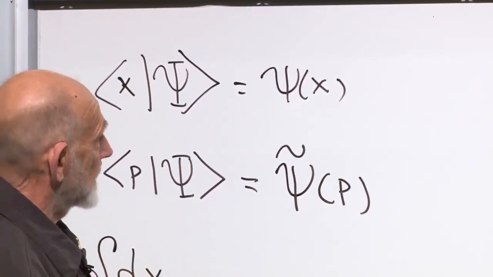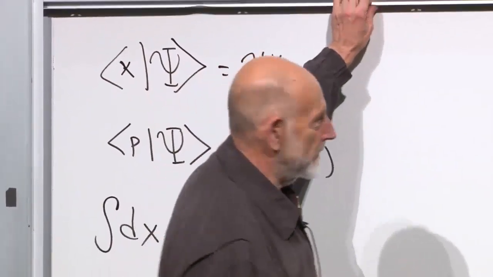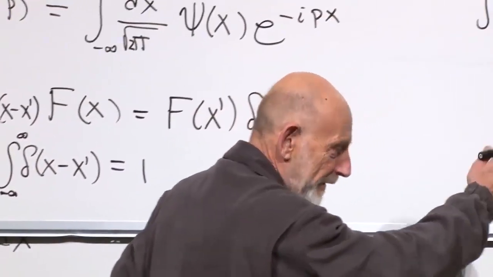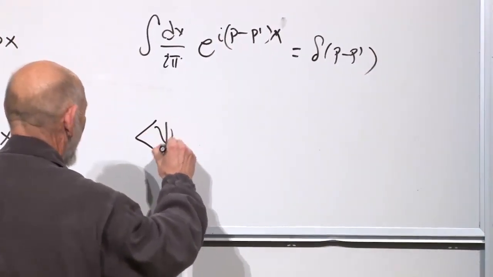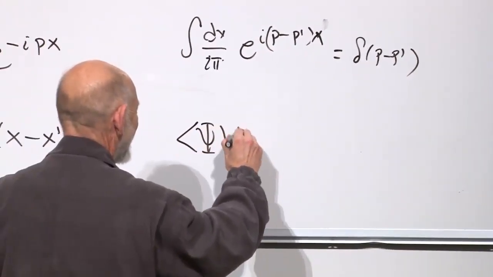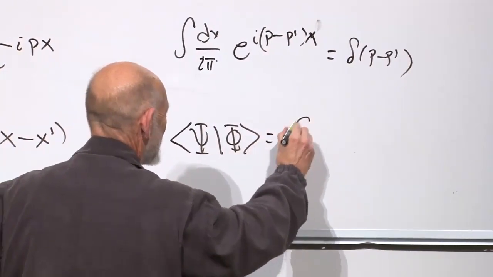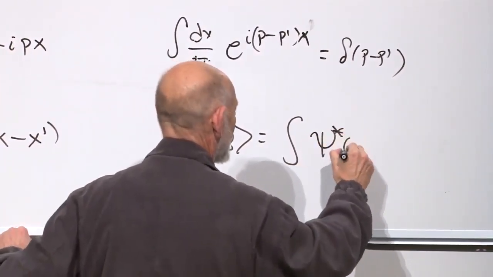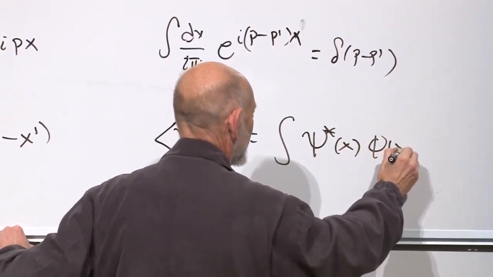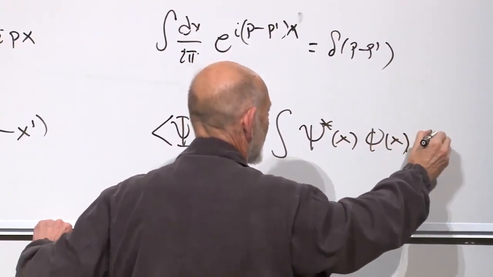I think I've lost it. No, I don't mean, yeah, only the equation. What was it? Psi phi equals the integral psi star of x phi of x dx.